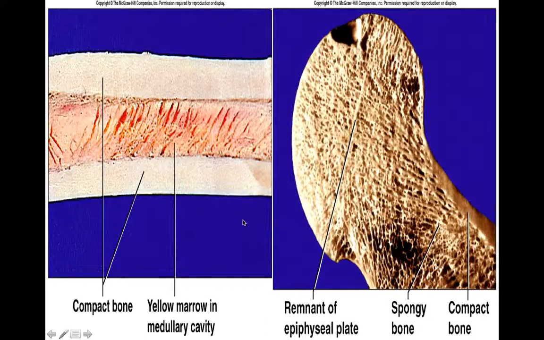Two kinds of bone tissue. We have compact bone. In compact bone, the tissue is densely packed together. So it's this bone here, that kind of bone tissue. And compact bone is very strong, gets a lot of longitudinal strength or strength along its length.